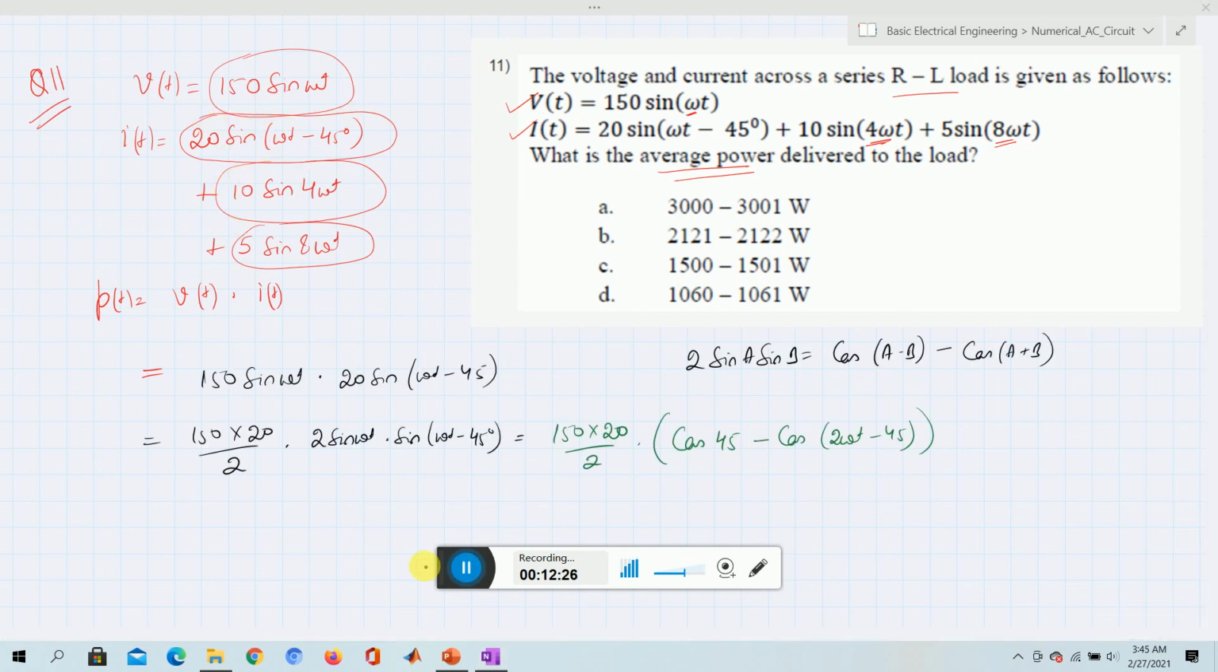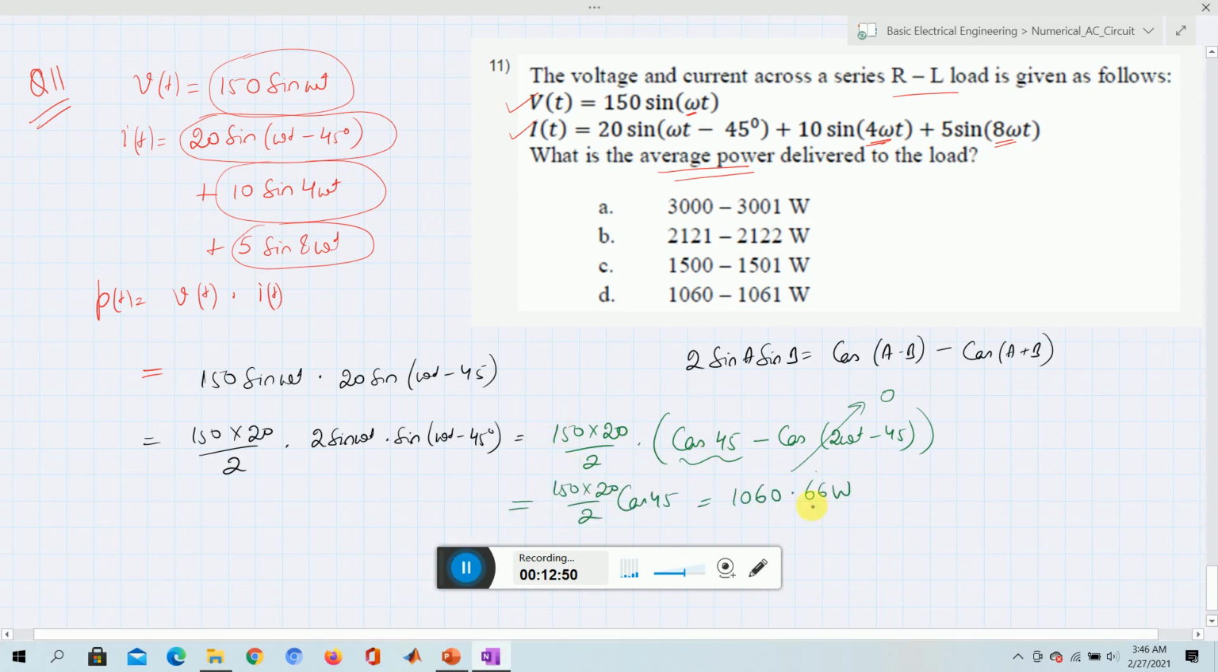So we just multiplied it and we put the value of 2 sine A sine B in terms of cos A minus B minus cos of A plus B, and we get this expression. Here this expression has the 2 omega t term, so that will lead to the average power being 0 obviously, so we'll have only this term left. So if you evaluate, this comes to around 160.66 watt, so D is the correct answer.